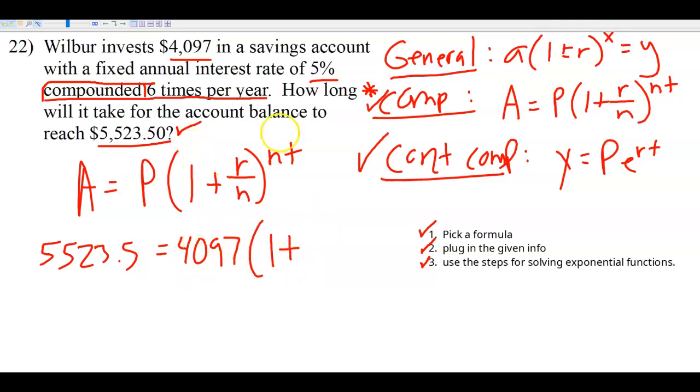The R is this number here, but we have to remember to change our R into a decimal by dividing it by 100, and we get 0.05 as a result. The N is how many times it's compounded, and that would be 6. And so N is 6. Now my goal here is to find out how long, which is T, so I'm going to leave that as a variable. All right, so there's our setup.